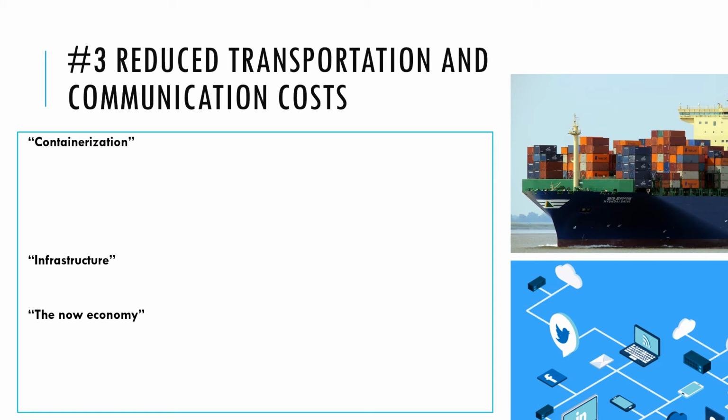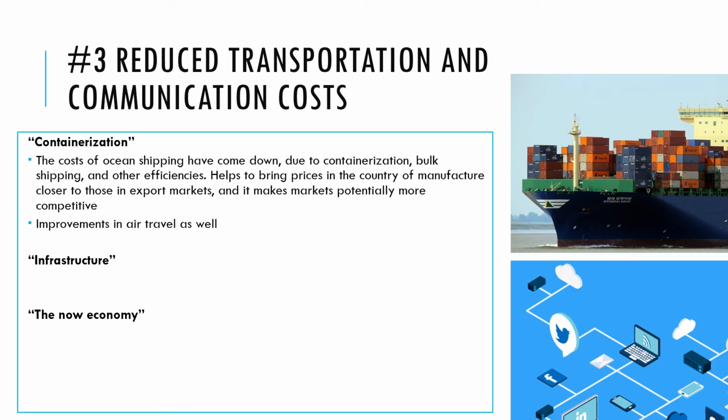Okay, our third cause is reduced transportation and communication costs. So the first thing to consider here is maybe a phenomenon known as containerization, and that is to do with these big container boxes that you might see on large ocean tankers. Now these are all of a standard shape and dimensions, so whatever ship they go on and whichever port they go into, they should be able to deal with them. And generally speaking, the costs of ocean shipping have come down dramatically due to things like economies of scale, the size of the ships, containerization, shipping things in bulk.